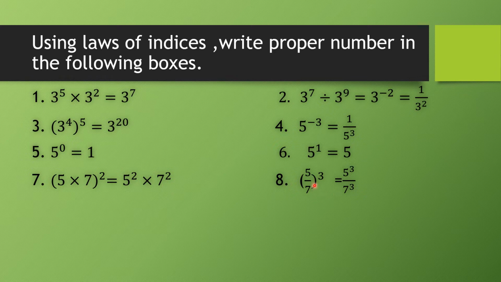Then 8, (5 upon 7) whole raised to 3 is equal to 5 cube upon 7 cube. The seventh law is applied here. Ninth example, (5 upon 7) whole raised to minus 3 is equal to, you can change numerators and denominators and write (7 upon 5) whole raised to 3. That is, here the index is negative and here the index becomes positive. The last law, law number 8, is applied here.